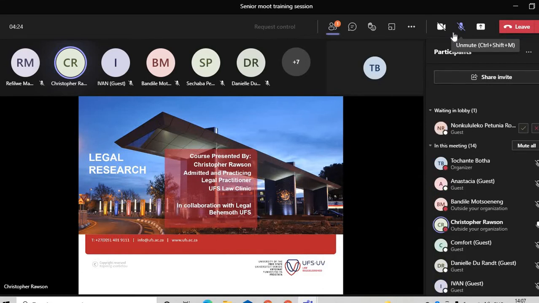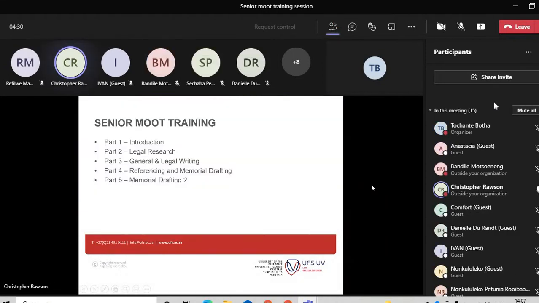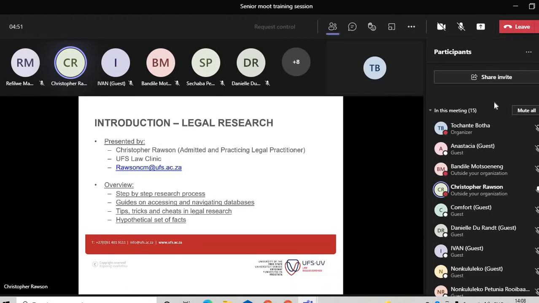So today we are going to be looking at legal research specifically. As I said, my name is Christopher Rawson. I'm an attorney here at the Legal Affairs Law Clinic. This is part 2 of our senior moot training, dealing with legal research specifically. After this, you'll be dealing with general and legal writing specifically. And then we'll be looking at how to reference and draft memorials for the last 2 sessions.